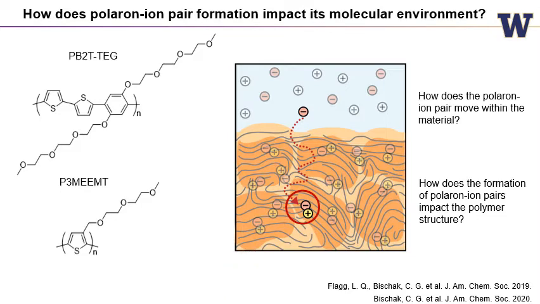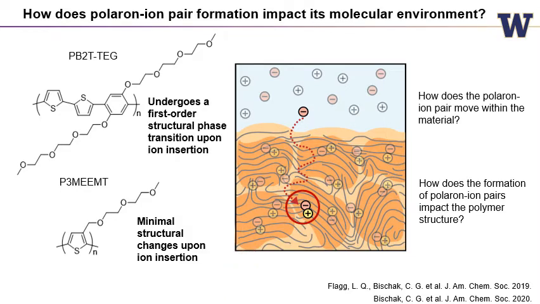The spoiler here is that we find that PB2T-TEG undergoes a first order structural phase transition upon ion insertion, and P3MEEMT has very minimal structural changes upon ion insertion.